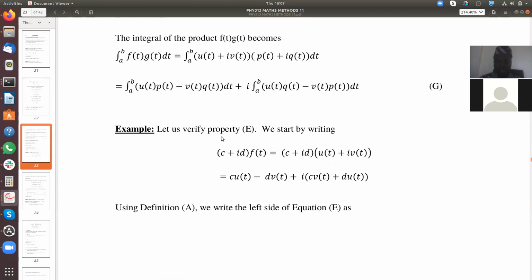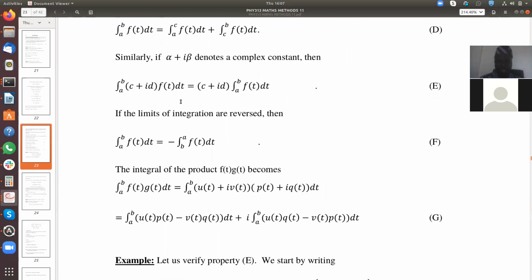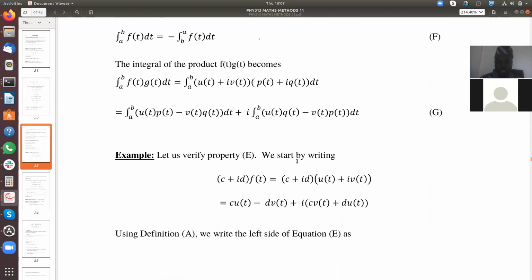Example: now let's verify property E. We want to try to verify this property, that the integral of c plus id times f of t dt is equal to this. So now we start by writing this expression as this. So what is our f of t? Our f of t is u of t plus i v of t. By the time you expand this now, you have this whole expression.